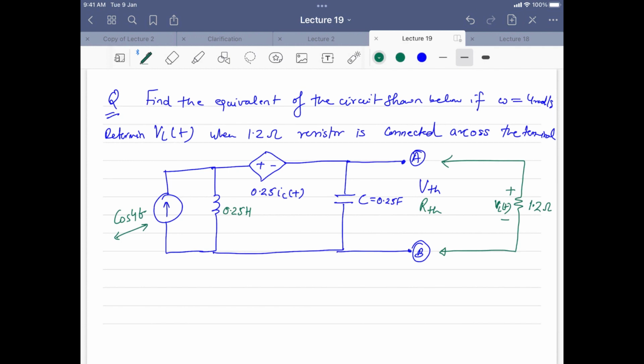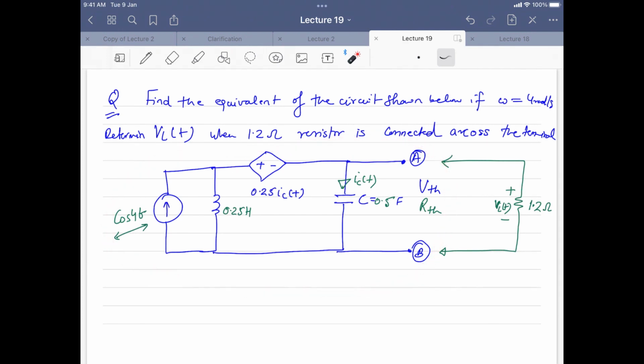Sir, which is the IC? Sorry? Oh, okay. Yeah. Good. Just a second. So this is not 0.25, this is actually 0.5. And ICT is this. This is ICT. So first of all, you tell me what is the VTH for this circuit, which is given over here.